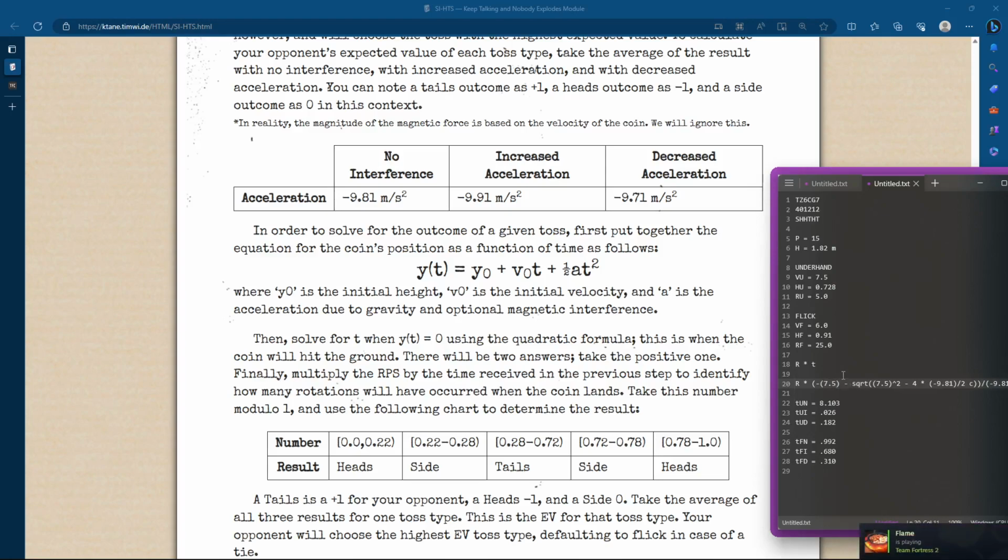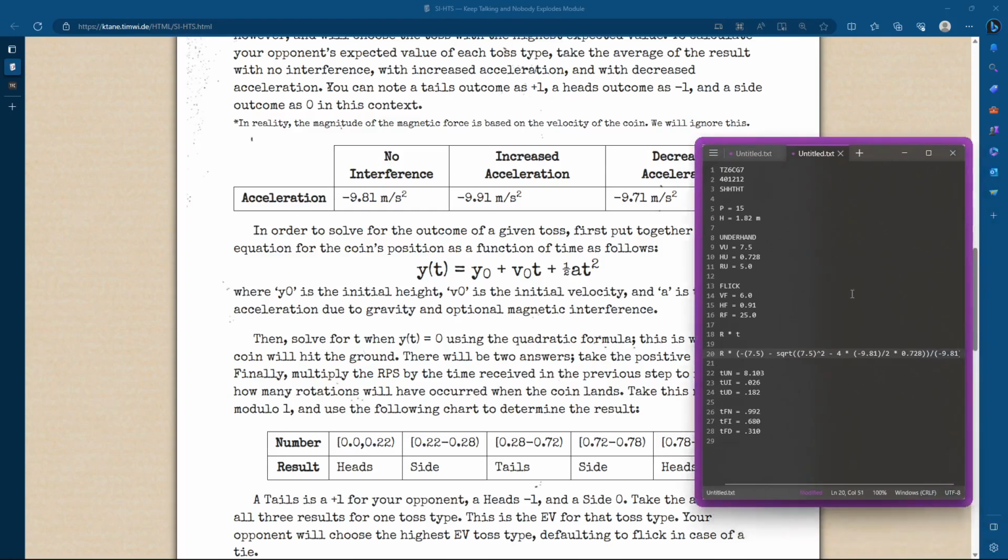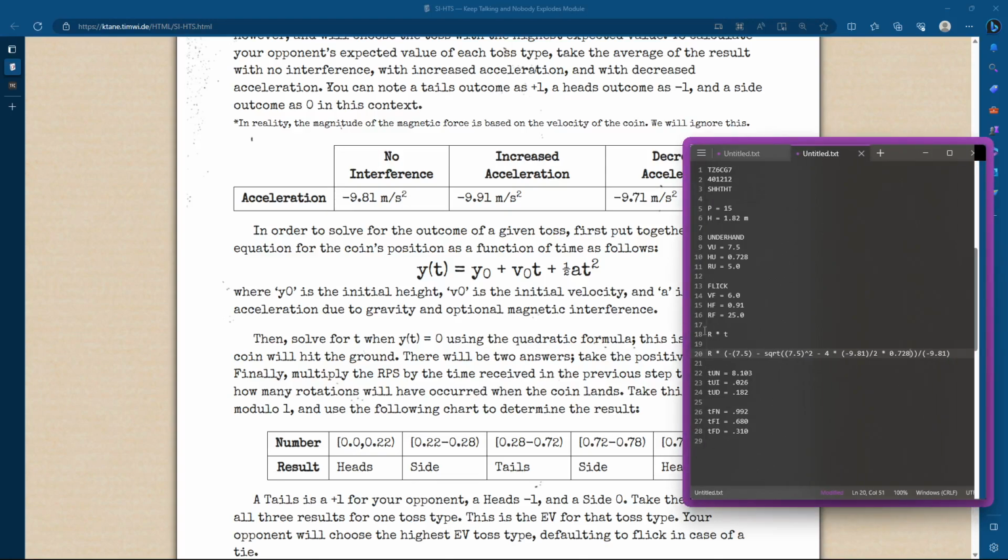Cool. So now we have negative 7.5 minus the square root of 7.5 squared minus 4 times a, which is all that, times c. Now what is c? It's y naught, aka the initial height. Well, we have that. It was some multiplier of the height of the person who's flipping. So that's 0.78. So let's just put that in where c is. And we have one step left. I didn't think it would go that big, but it's okay. We can just make this bigger.